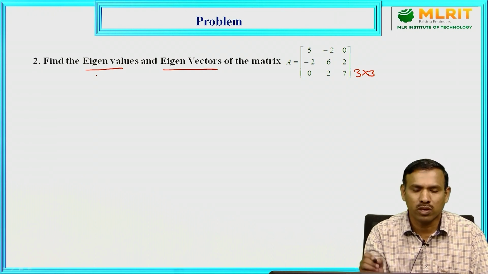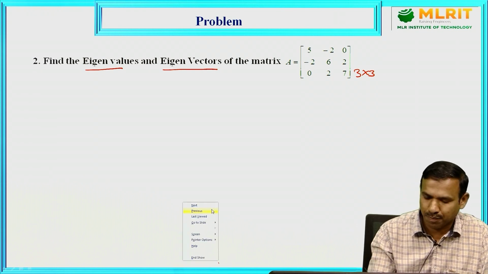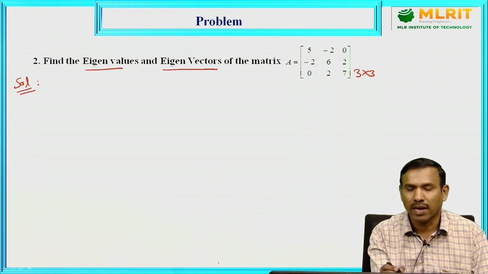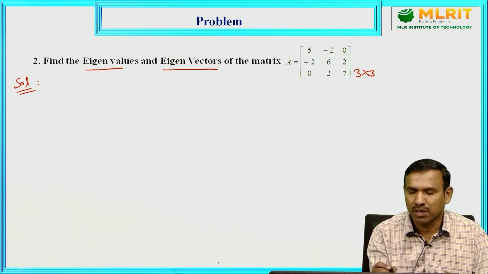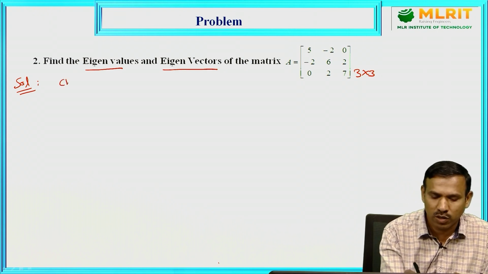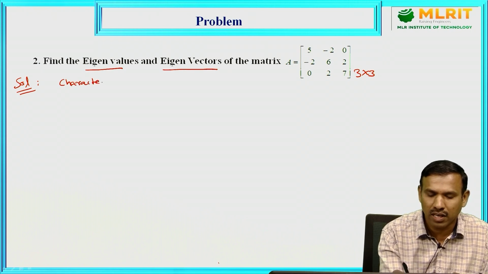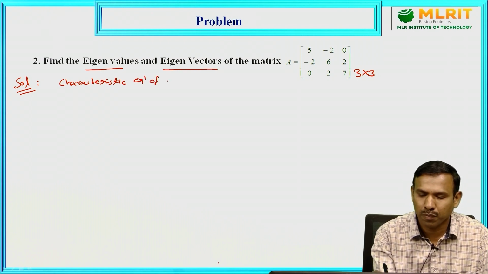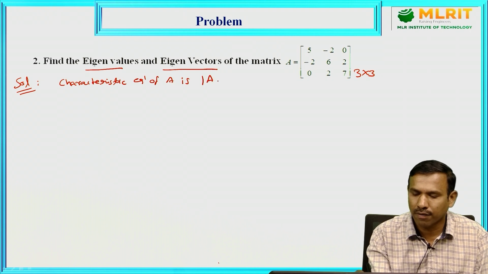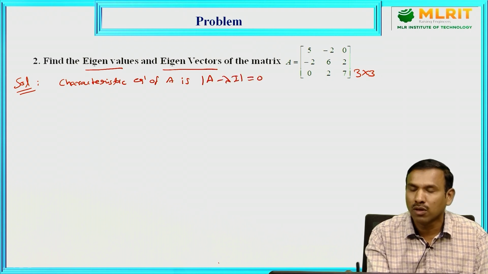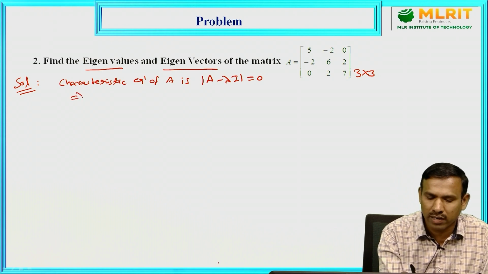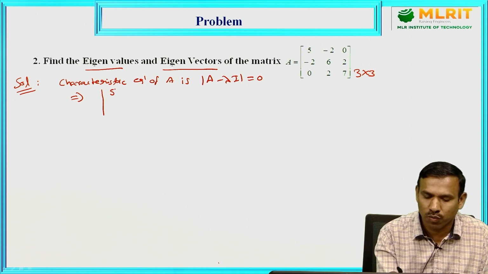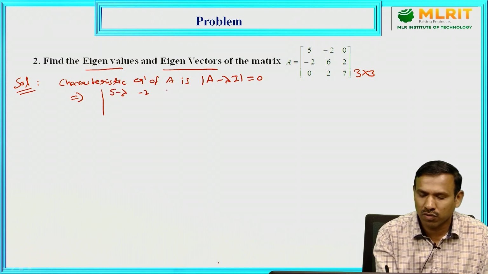Eigenvectors are nothing but solutions of the homogeneous equation. Let us start. For eigenvalues, like in the previous method, I will use the shortcut method so that you can answer easily. We need to write the characteristic equation: det of A minus lambda I is equal to 0. To write it, take the principal diagonal elements and subtract lambda. First principal diagonal element 5 minus lambda, the remaining two elements no change.